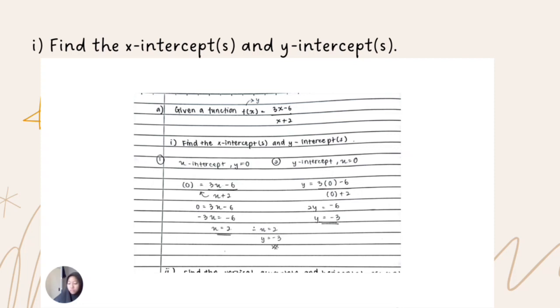The second step is we want to find the y-intercept, which is when x equals 0. So we replace x with 0. So y equals (3(0) minus 6) over (0 plus 2). So 2y equals negative 6 and y equals negative 3. So we get the answer: x-intercept is equal to 2 and y-intercept is equal to negative 3.